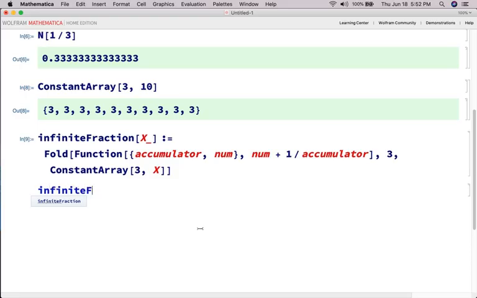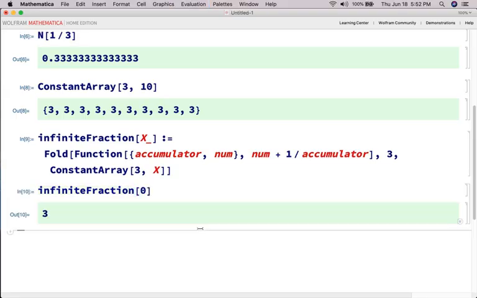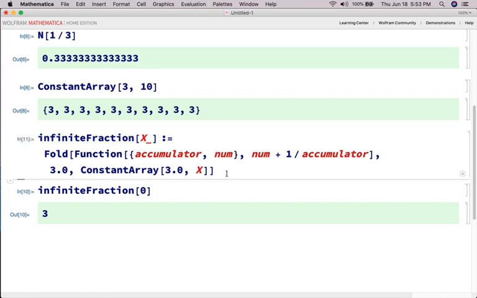Infinite fraction. What if x is equal to 0? What do I get? Oh, by the way, I should really change this. I want floating point numbers. So instead of 3, I'm going to use 3.0. I think that might be a little bit smarter. So let me shift enter again. Okay, so infinite fraction 0. Okay, terrific. Now I know how to spell infinite fraction.